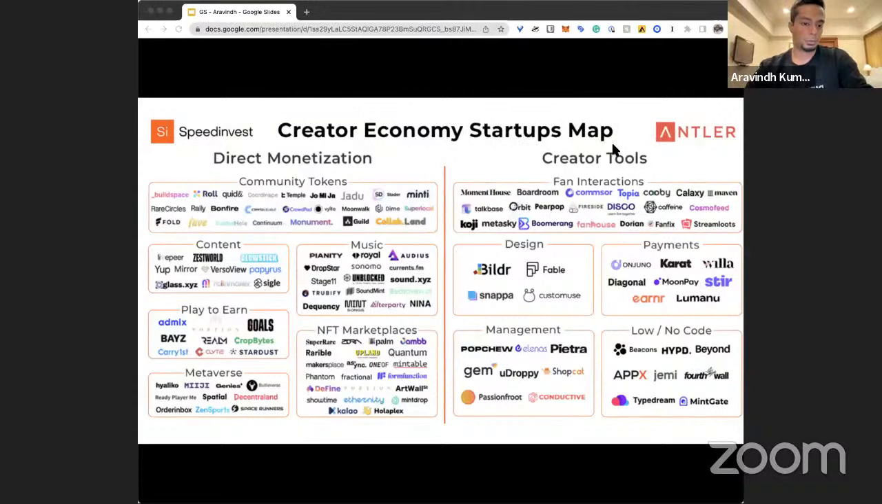I'll pick a couple of them to walk through what they mean, because there are some that are obvious, like NFT marketplaces, and some that could be a little convoluted. What do fan interactions or play to earn mean, for example? So with community tokens, there are a bunch. The most popular one that comes to my mind is perhaps CrowdPad. What happens is you can launch social tokens or have tokens involved in the interaction between the creators and fans and allow them to have an upside in the creators' growth.